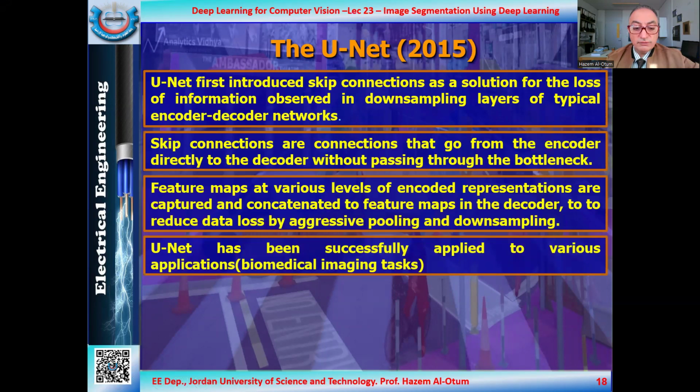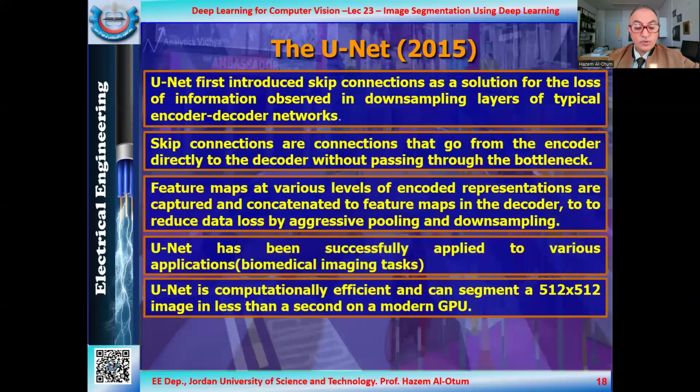The U-Net has a lot of applications, including biomedical imaging tasks. Now it has been implemented in a very large and wide variety of applications, including electrical communications, engineering, etc.